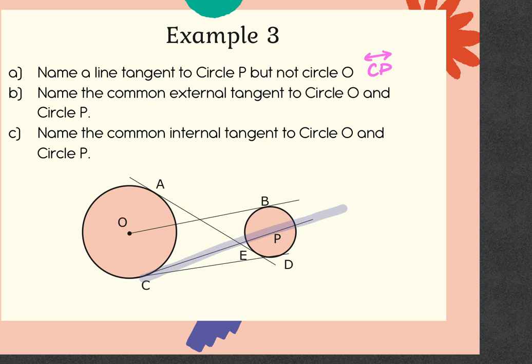B says name the common external tangent to circle O and circle P. So what segment is tangent to both but doesn't cross through in between them? CD. And again, it's a tangent, so it's line CD. Or DC, it could be either one. And C says name the common internal tangent, which would be what? What line is tangent to both but does cross through in between them? AD.